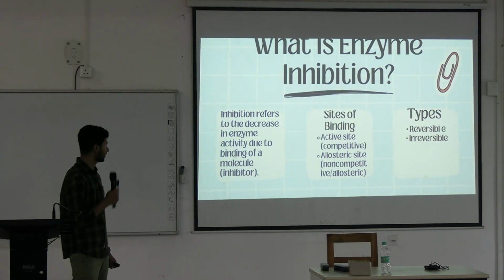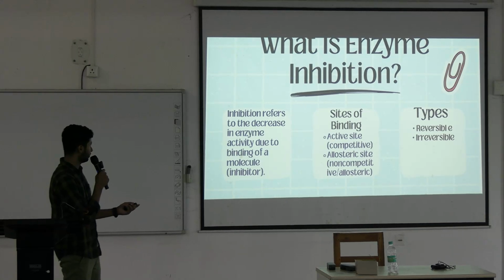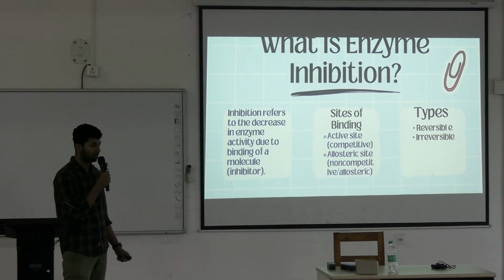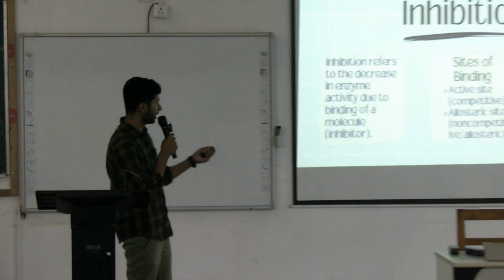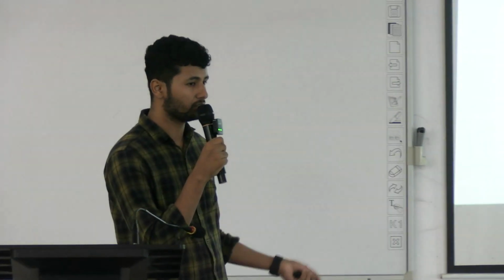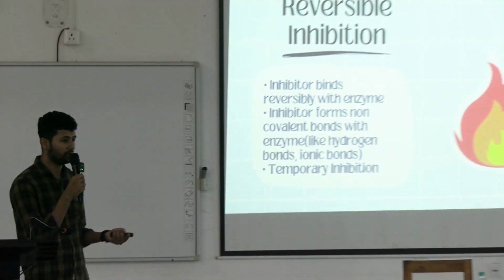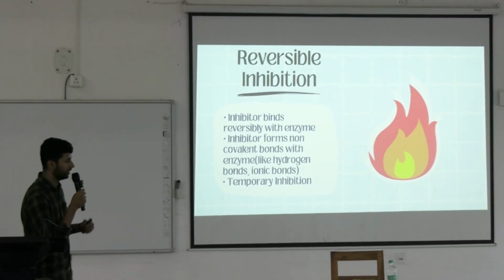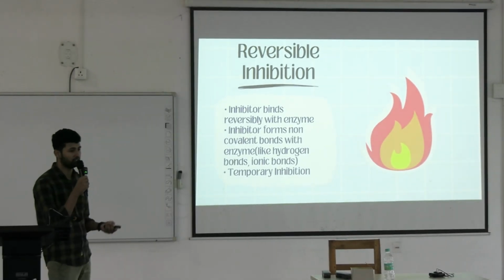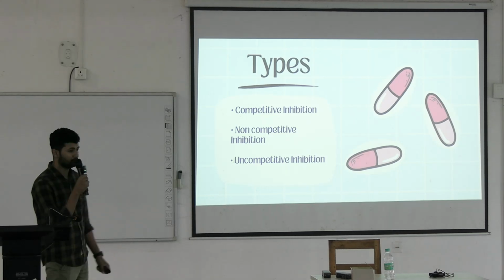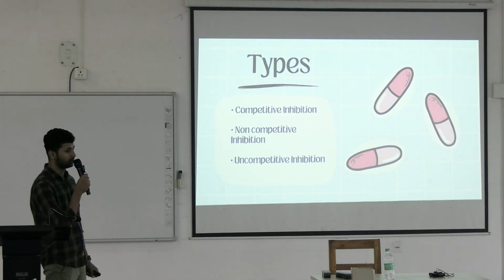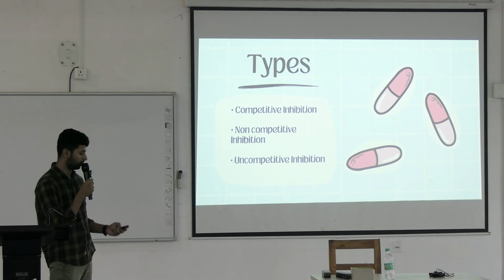What is enzyme inhibition? Inhibition refers to the decrease in enzyme activity due to binding of a molecule. What are the sites? It could be the active site or the allosteric site. What are the types? There are broadly two main types, reversible and irreversible. In reversible inhibition, the inhibitor reversibly binds with the enzyme through non-covalent bonds. It could be an ionic bond or a hydrogen bond, and the effect itself is temporary in nature. Basically, there are three main types: competitive, non-competitive, and uncompetitive.